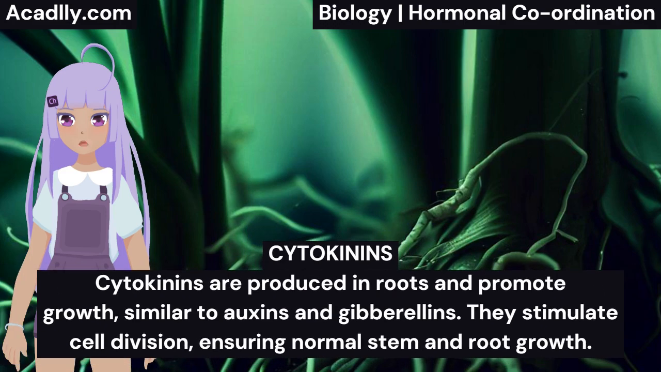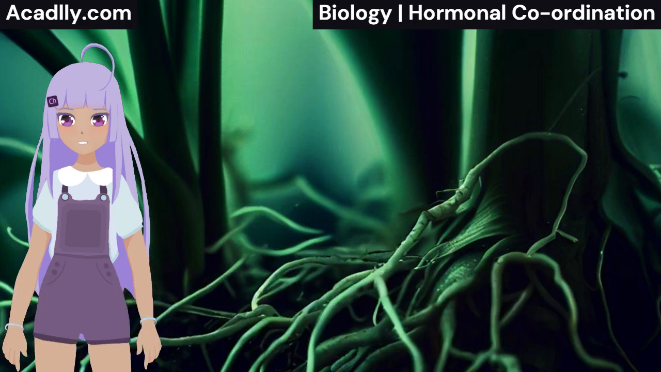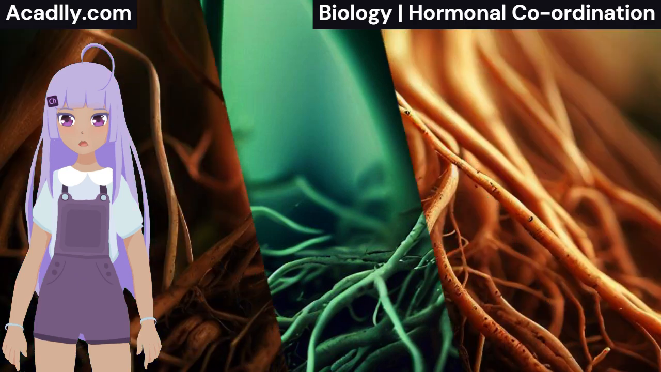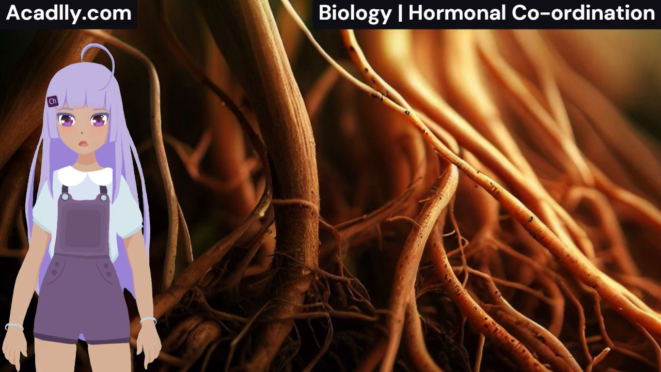Cytokinins. Cytokinins are produced in roots and promote growth, similar to auxins and gibberellins. They stimulate cell division, ensuring normal stem and root growth. Unlike auxins, cytokinins stimulate lateral buds to grow into branches and delay aging in plants.